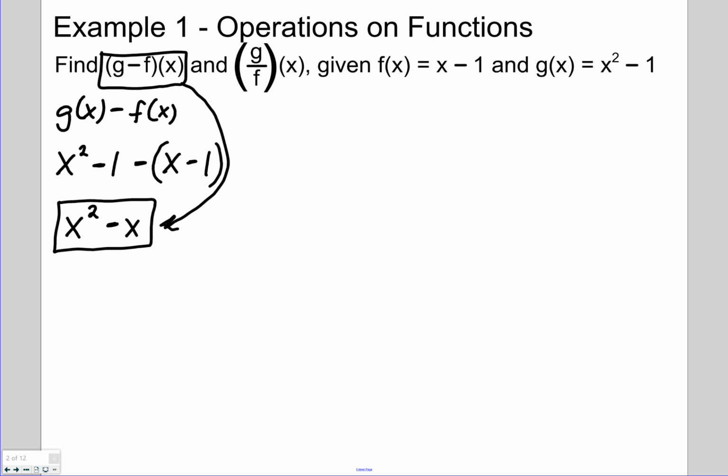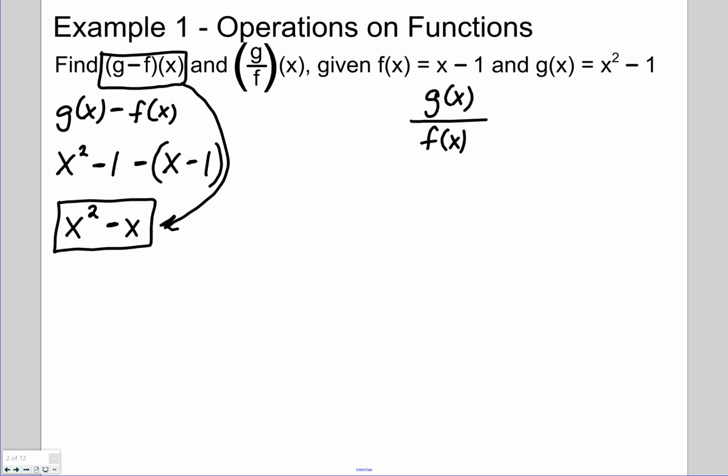Perfect. G over f of x. Now, Giuseppe's not going to answer this one. Well, what's another way you could write G over f of x? What's another way you could write that? Yes, Gilberto? Perfect. G of x over f of x.